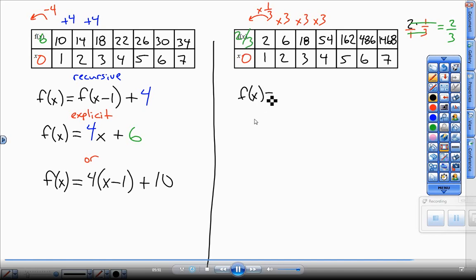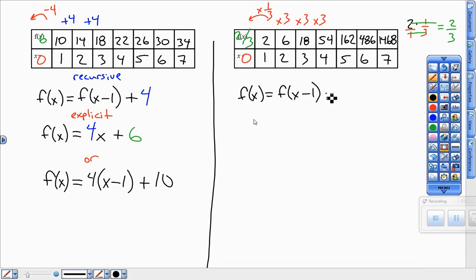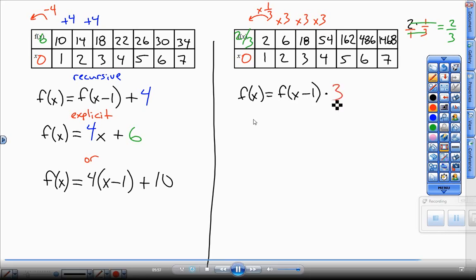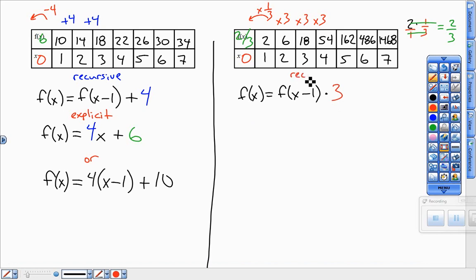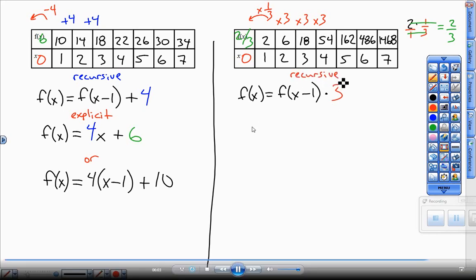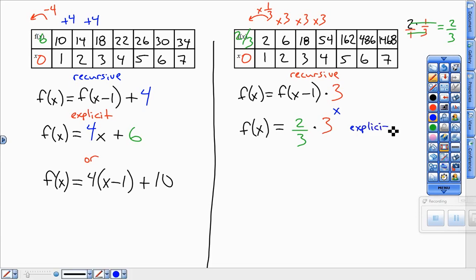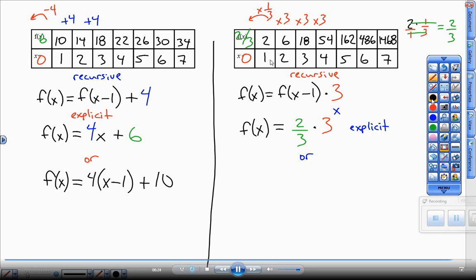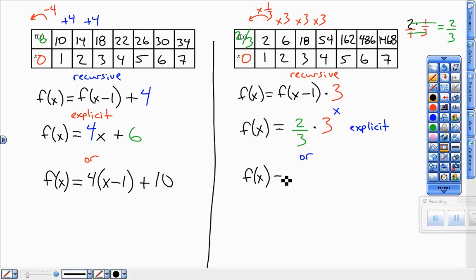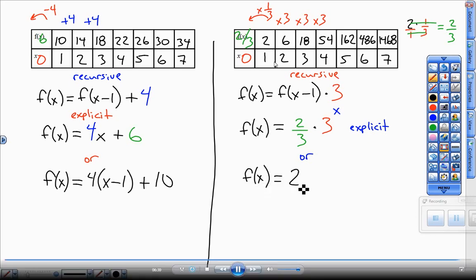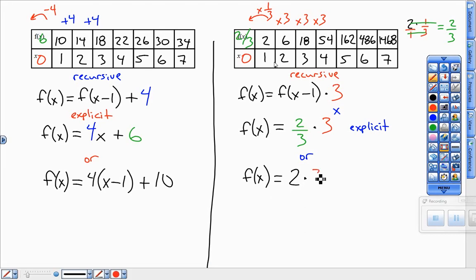Recursive: f of x equals f of x minus 1 times 3. That's recursive. Explicit is f of x equals the 0 term, 2/3, times that common ratio 3 to the x power. Or I could shift over 1 to the first term and use f of x equals that first term 2 times 3 to the x minus 1 power.